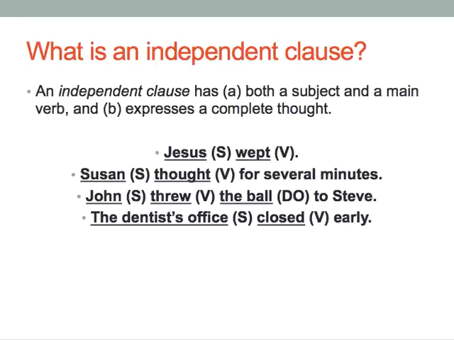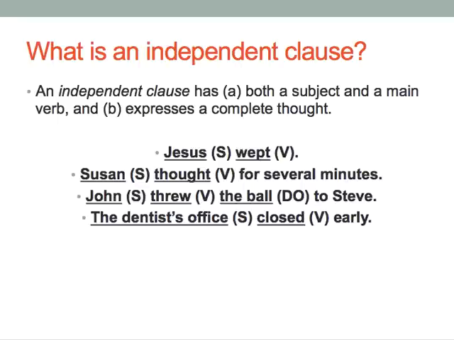An independent clause has two components. A, it has both a subject and a main verb, and B, it expresses a complete thought. So back to my go-to sentence that I use frequently, Jesus wept. We have a subject and we have a verb, and it expresses a complete thought. So that is a complete sentence in itself, and it's also an independent clause.